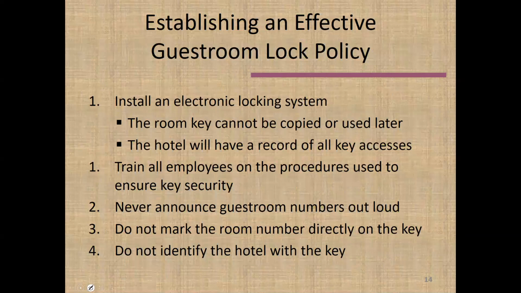It's a good idea, certainly in this day and age, to have an electronic locking system for guest rooms. The old room key system was kind of fraught with some hazards. I, the guest, can get my room key copied and then return to that room after I am no longer a guest of the hotel and gain access to that hotel room.